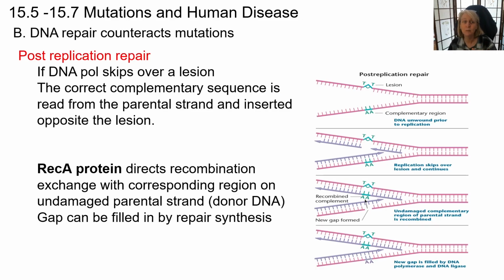If the DNA polymerase actually skips over a break in DNA, you can, with some of the enzymes in your body, repair a broken piece. The broken piece is lysed, it's cut out, and then repaired in with a series of proteins. The REC-A protein directs recombination exchange. It's looking for the undamaged strand and the newly damaged strand, and then tries to match what was the appropriate nucleotide that was supposed to go in there, and then that gap can be repaired.